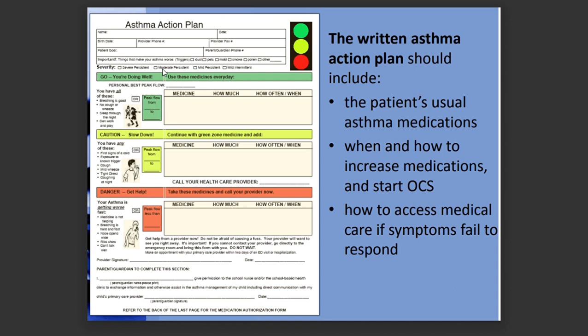This is a written asthma action plan, and it should include the patient's usual asthma medications, when and how to increase medications and start OCS, and how to access medical care if the symptoms fail to respond to said medications.